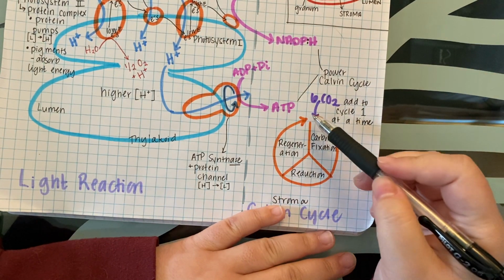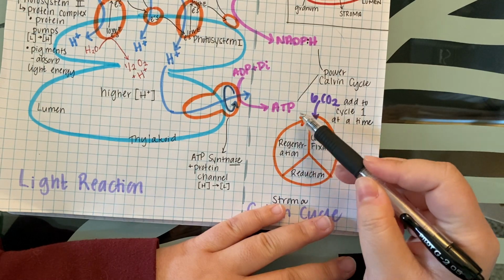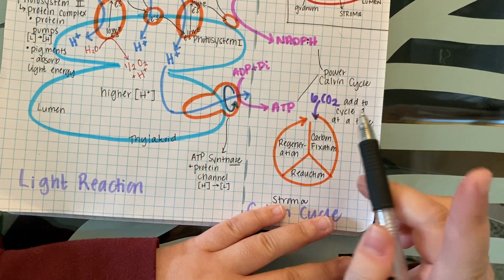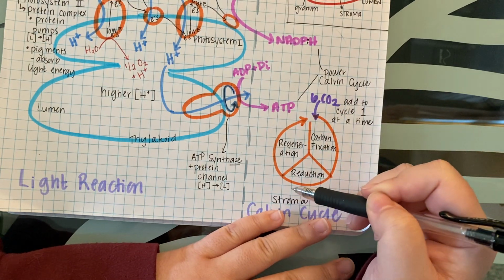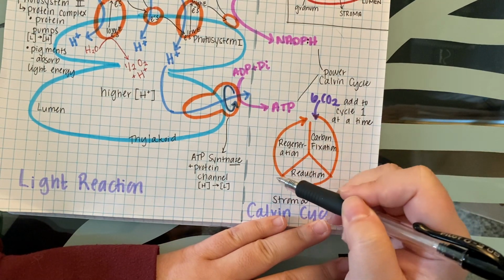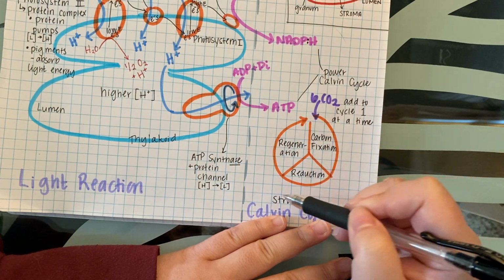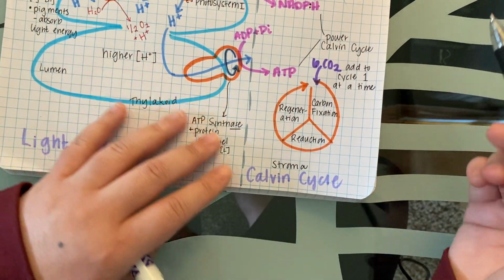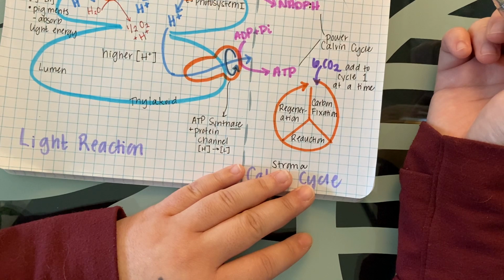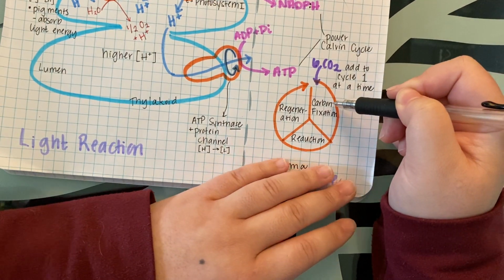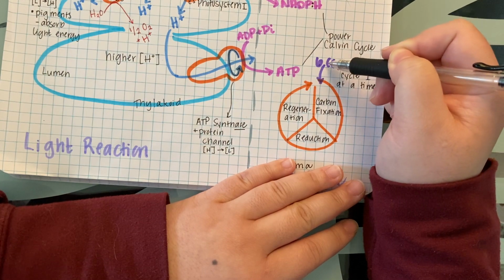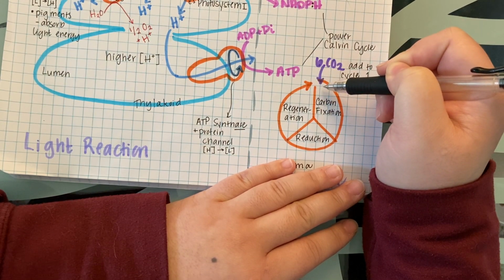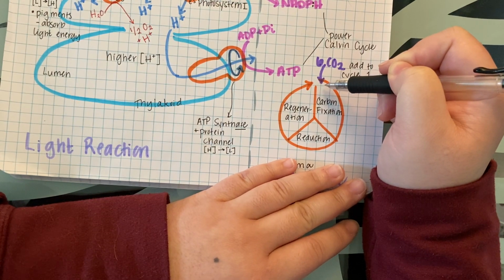Meaning it takes 6 Calvin cycles, so this will go 6 times, to make 1 glucose molecule. You're going to be constantly outputting intermediate molecules until you add enough carbon in that you can take out a 6 carbon molecule. The carbon fixation phase is where we take carbon from carbon dioxide and fix it to, or bind it to, the first molecule of the Calvin cycle.